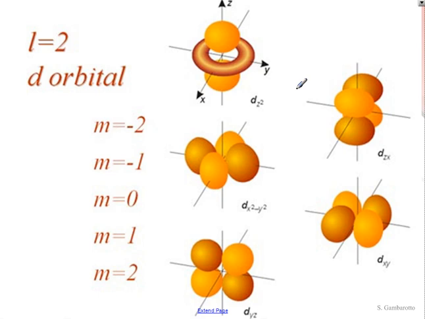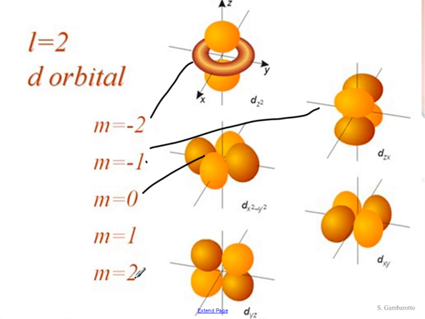So again, I will never ask you to draw any of these, but just please know that they exist, and that there are 5 d orbitals. So for the d orbitals, because your L value is 2, we go from an m value of -2 all the way up to +2. So each one of these corresponds to a different orientation of your d orbital.